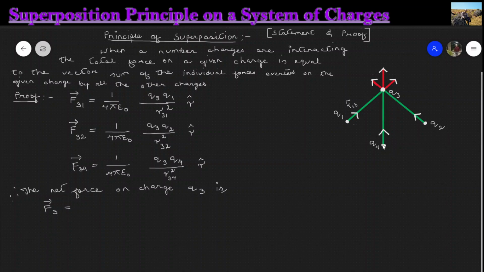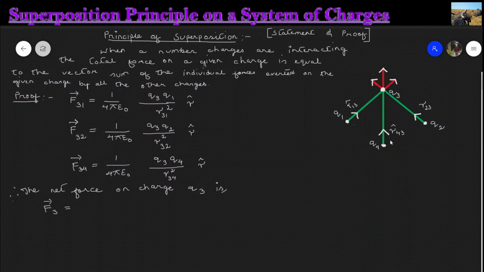Now see the unit vector pointing from charge Q4 to Q3. This will be unit vector R43 cap. Similarly, the unit vector pointing from charge Q2 to Q3 will be unit vector R23 cap. And the unit vector from Q3 to Q2, in this direction, you have to write R32 cap. Likewise, all those will be governed.